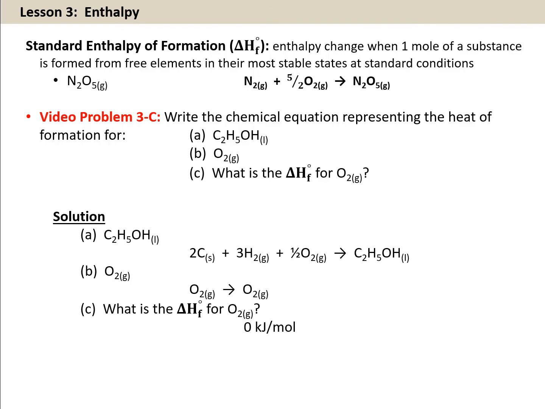All right, let's just review this real quick. We have our first one, which is ethanol. We're forming it from carbon, H2, and O2. I need to add coefficients there to balance it out, right? Remember, in heats of formation, whatever I'm forming, that's my product. All right, B, I'm forming O2 from O2, and so I get a delta HF of 0 kilojoules per mole.